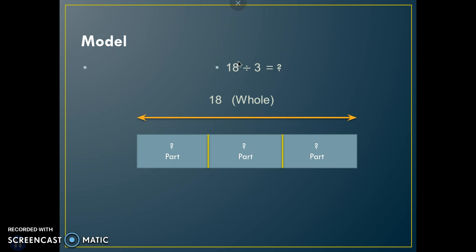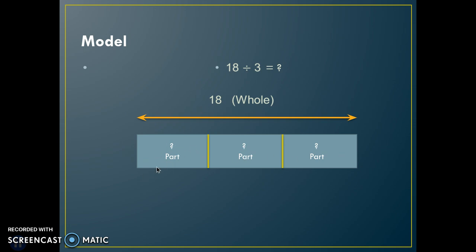And what it's telling us is it's going to be divided into 3 groups. We're going to share this with 3 groups. We're looking for the part, so each one of these represents a part. And when we put them all together, it should equal this 18 here. So let's think about what these parts could be.